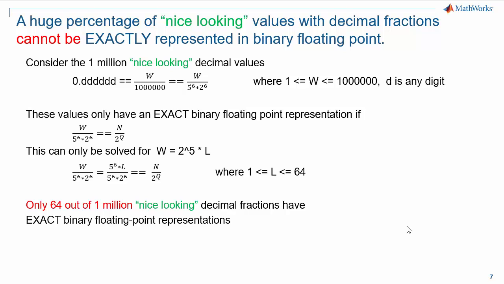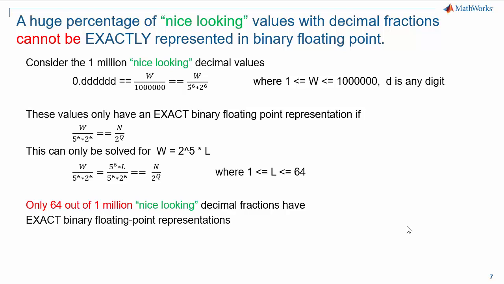Okay, so how common is it that a nice looking decimal value cannot be exactly represented in binary floating point? Well, for values that have a decimal fraction, it is extremely common that you cannot exactly represent it in binary floating point. To look at that, let's look at this equation.